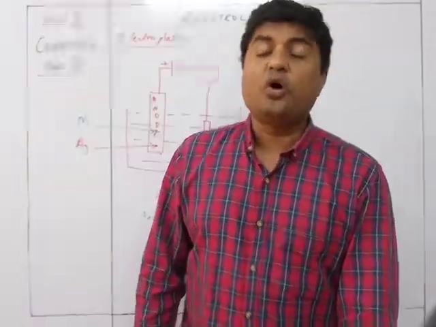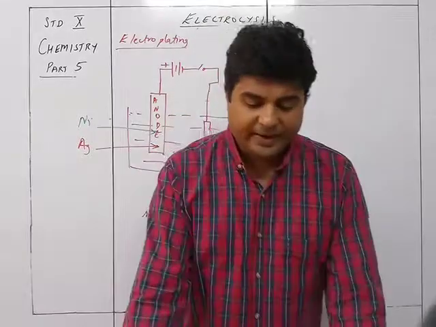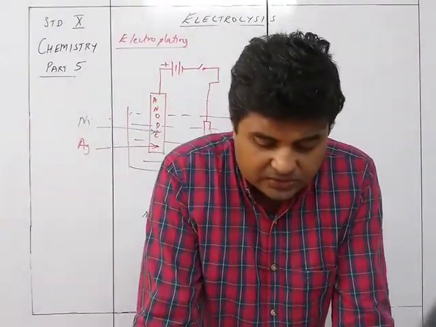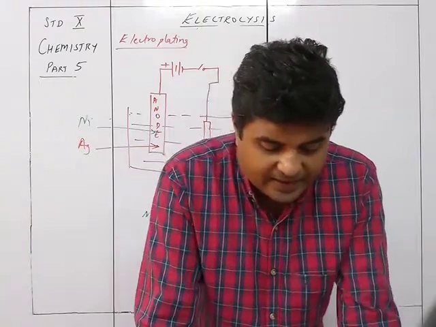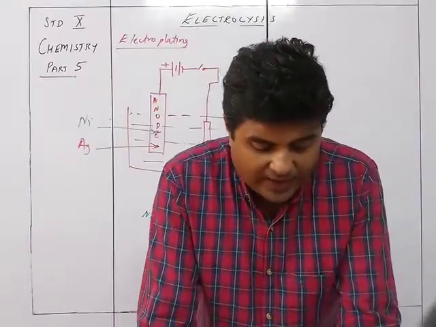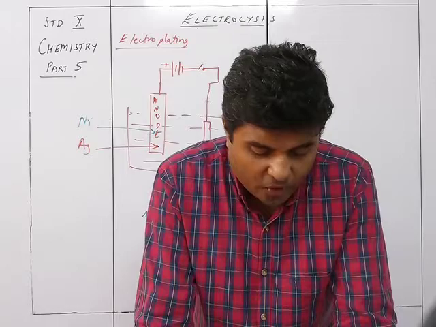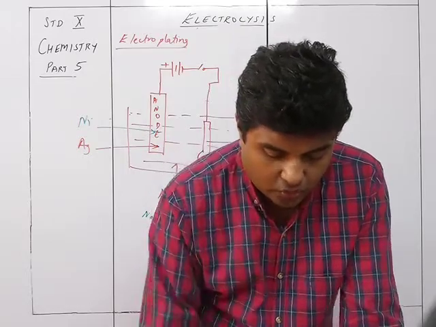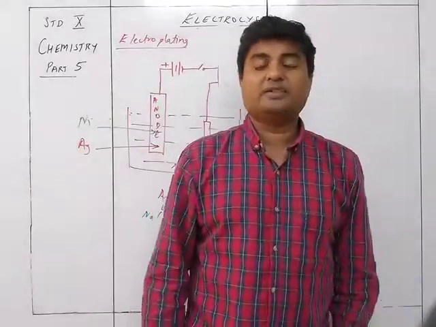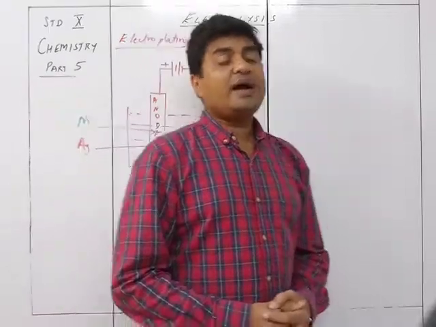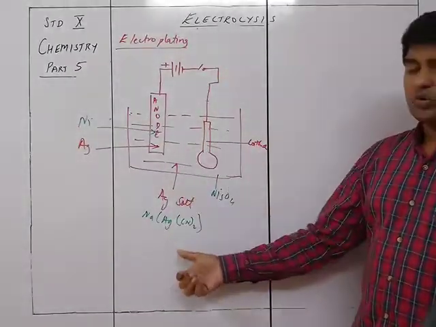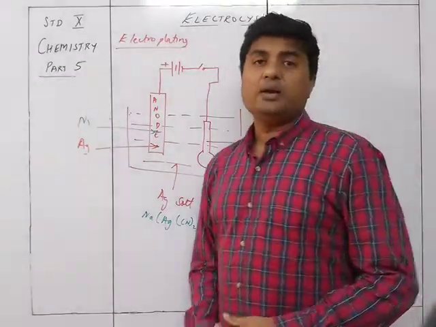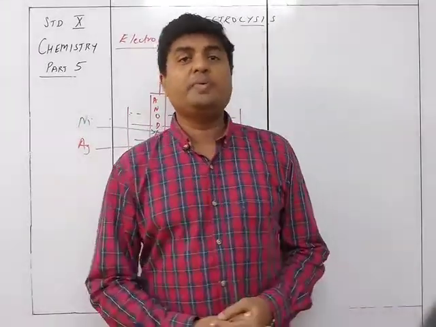Similar is the case for silver coating. If I'm coating anything with silver, I'm going to take sodium argentocyanide. The migration of Ag+ ions from this complex salt solution is slow compared to silver nitrate. Now, if I take silver nitrate instead of sodium argentocyanide, then the deposition will be uneven.